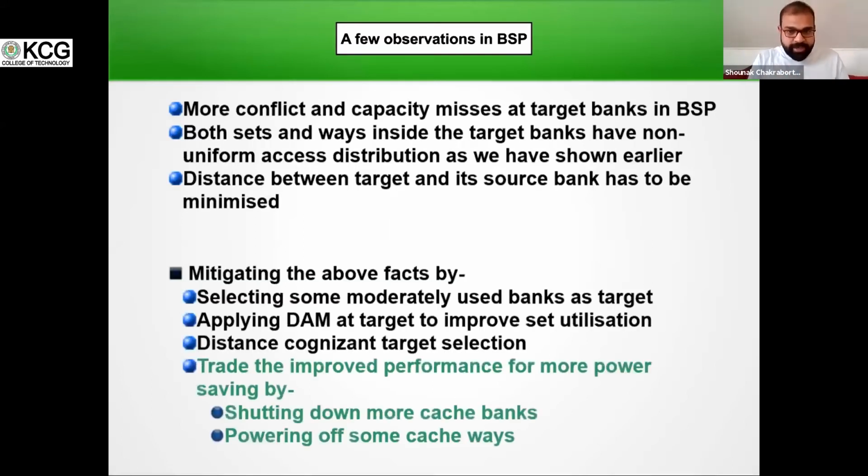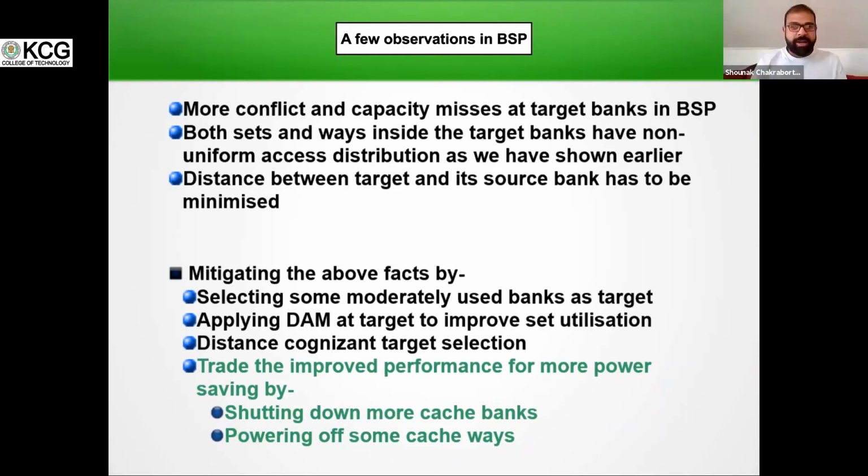Towards tackling this, as the mitigation, we have selected a moderate use bank as target first of all, to keep the misses within a certain limit. Then we have applied DAM at the target bank to improve the set utilization inside the bank, and we have done distance cognizant target selection. These 3 cases have helped us enough for improvement in the performance. Once your performance has been improved, we have the opportunity to trade the performance to save more power by shutting down more cache banks and more cache ways.